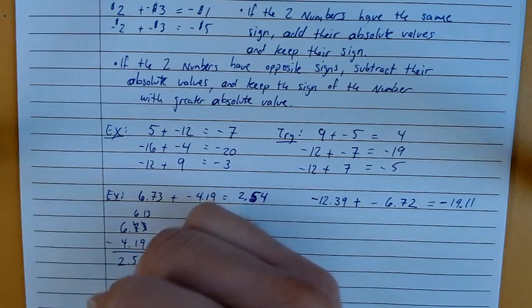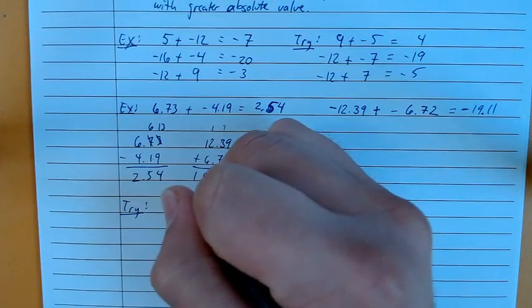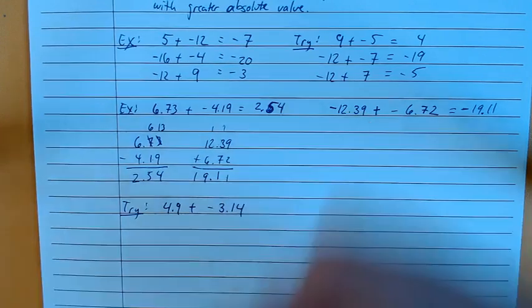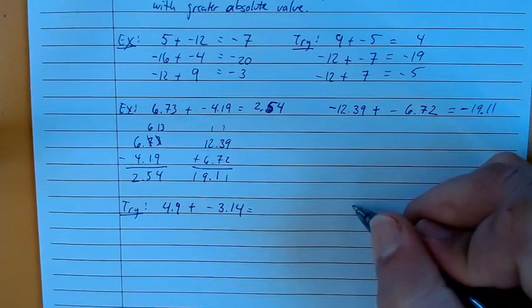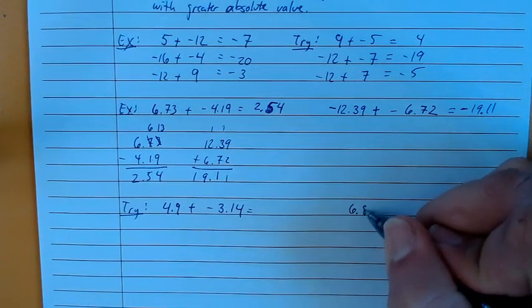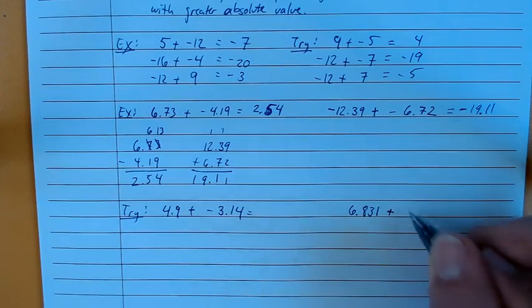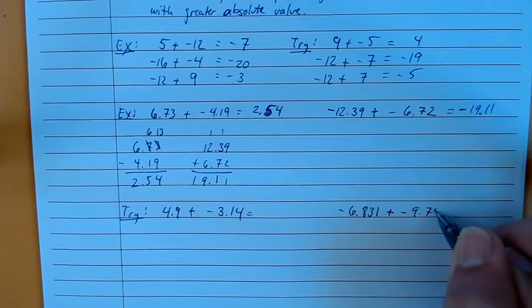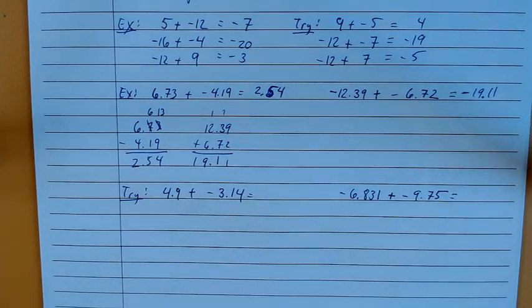Okay. So go ahead and give that a try. Go ahead and do the following additions. Let's have you add 4.9 plus a negative 3.14. And then also go ahead and try this one: 6.831 plus, let's make that a negative, plus a negative 9.75. Okay, go ahead and pause the video if you need to. And once you have your result, go ahead and unpause and we'll go through that together.